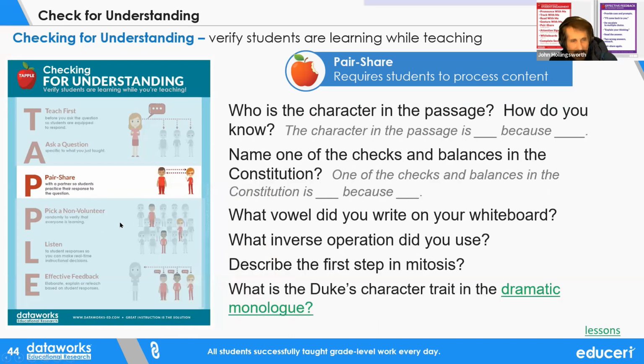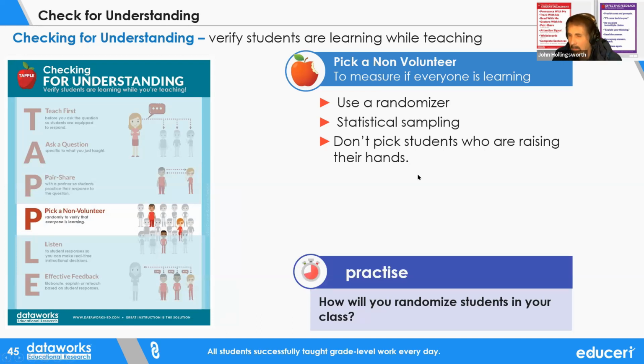Now, the second P, pick a non-volunteer. Okay, and I've seen a lot of you do it. Generally, pointing to students randomly is hard to do. You're better to have an app on your phone, on the computer, popsicle sticks, slips of paper, playing cards, have something. It really works better to have an actual mechanical system to do it.